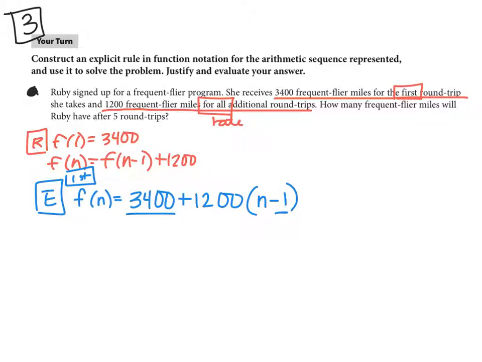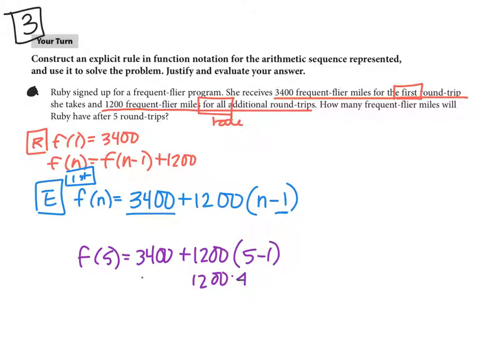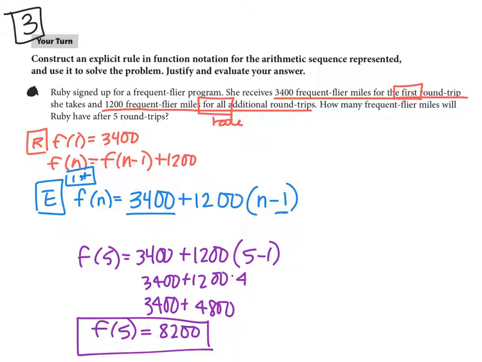All right, and now we're just going to be able to solve and figure out how many miles she has after 5 round trips. We're going to say f of 5 equals 3,400 plus 1,200 times 5 minus 1. That's 1,200 times 4, which is going to give me 3,400 plus 4,800, which is 8,200. So that would mean after 5 round trips, she has 8,200 frequent flyer miles. All right, so hopefully you feel better about explicit and recursive rules for arithmetic sequences.